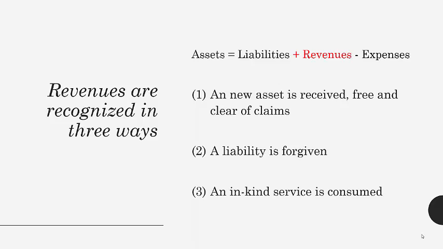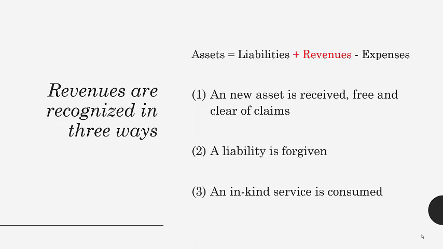Revenues are recognized in three ways. The first way is when an entity's total asset value increases without creating an offsetting liability. Trading one asset account for another does not increase the total asset value, so there are no earnings. And borrowing a resource is not the same as earning it either. Common examples of a new asset that's received free and clear of claims are donations, grants, taxes, profits from sale of goods, increases to the market value of investment assets, and more.